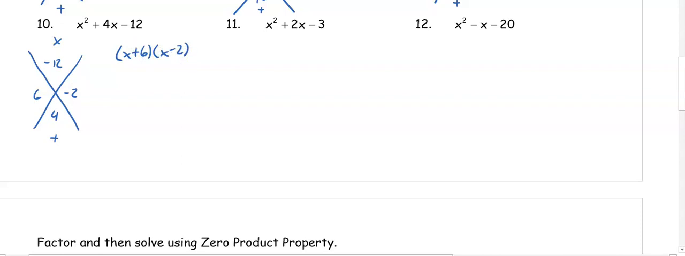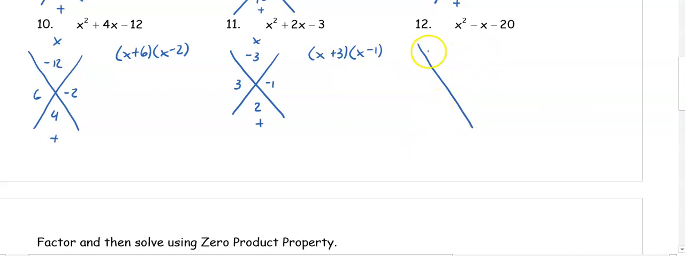In number 11, we want to find two numbers that multiply to negative 3 and add to 2. So the only two numbers that multiply to 3 are 1 and 3. In order to add to a positive 2, we're going to have positive 3 and negative 1. So x plus 3 times x minus 1.